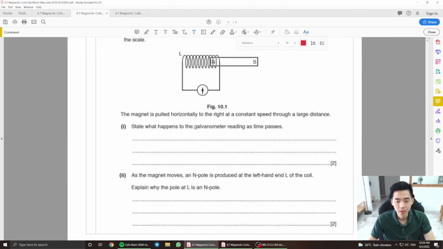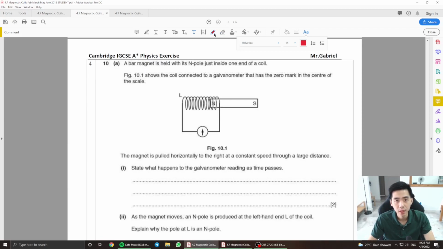And finally, the last question here. A bar magnet is held with its end pole just inside one of the coil. Figure 10.1 shows the coil connected to the galvanometer with a 0 mark in the center of the scale here. The magnet is pulled horizontally towards the right at constant speed through a large distance. So if this is the north and it's pulled towards the right, it will produce a temporary south and a north here, right?